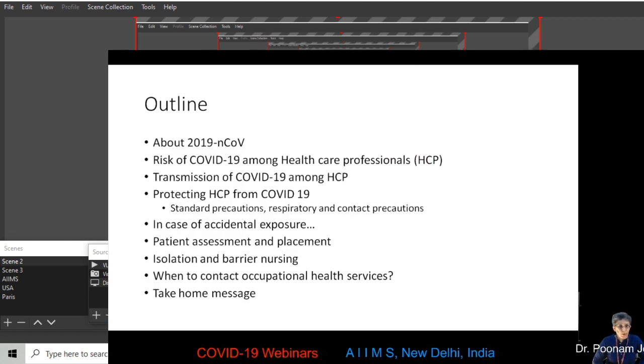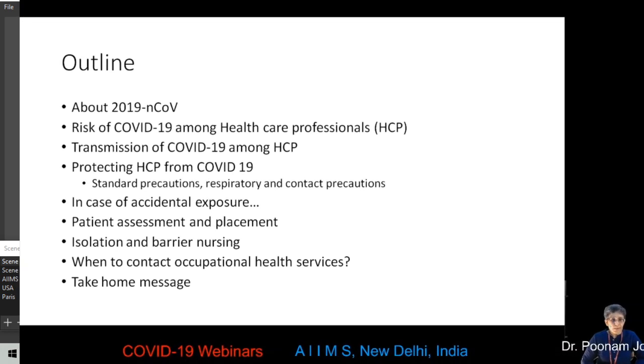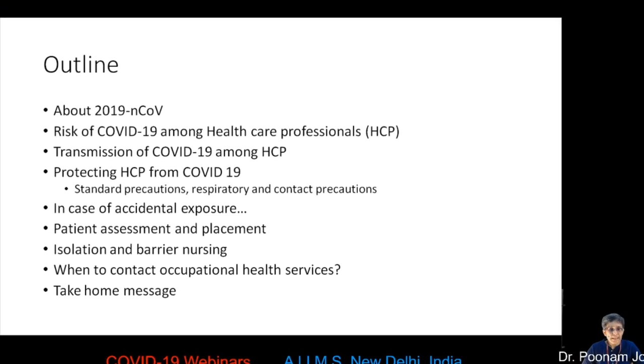Today, I'm proposing to follow this outline. We'll be talking about coronavirus, the risk of COVID-19 among healthcare professionals, transmission of COVID-19 among healthcare personnel, protecting healthcare professionals from COVID-19 using standard precautions, respiratory and contact precautions. In case of accidental exposure, what is to be done by the healthcare professional? Patient assessment and placement, and how to ensure that the patient is isolated and barrier nursing is provided. In case a healthcare professional has contact with a positive patient, then whom to contact for the services. And finally, I'll conclude with some take-home messages.